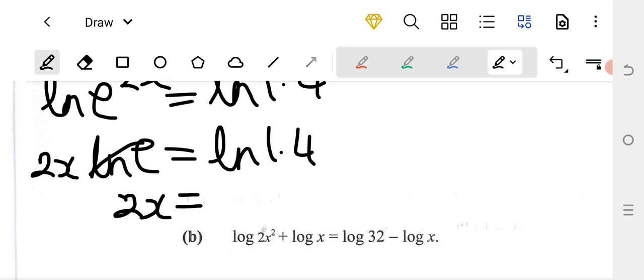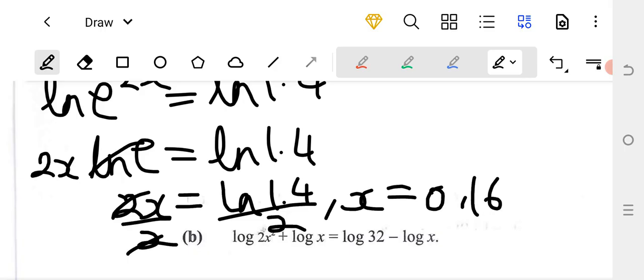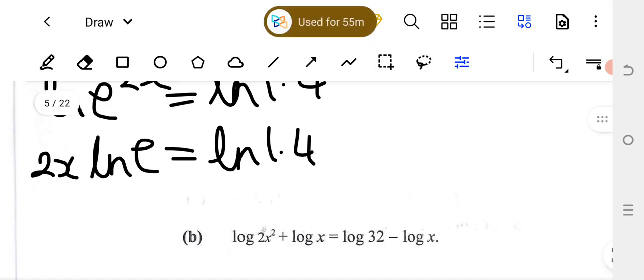So 2x is equal to ln of 1.4. And divide by 2. x is equal to, correct to 3 significant figures, ln of 1.4 on your calculator, then you divide by 2, you're going to have 0.168 as your final answer for x.